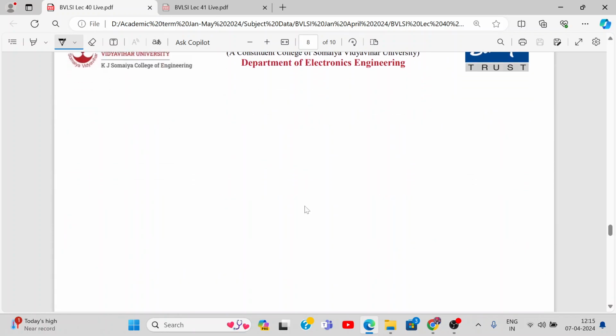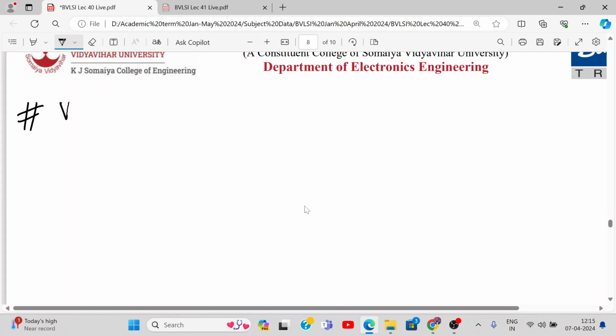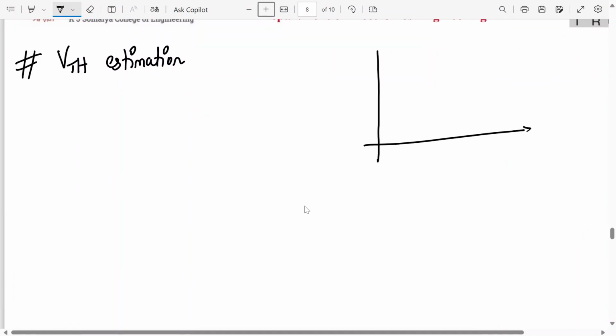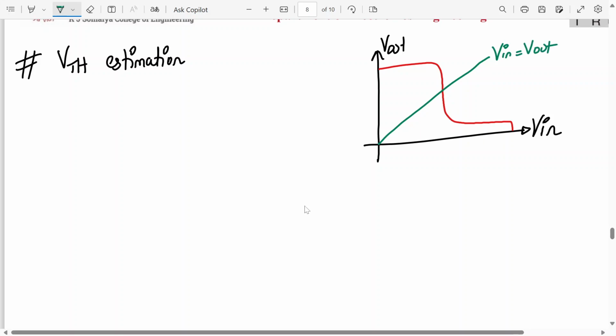Now we'll estimate VTH. So VTH estimation. Let me put it into full screen mode. For VTH estimation, let me draw the VTC curve to get a clear picture. This is Vin, this is V out, this is my VTC curve. Whenever we have a line passing through the origin, the line V out equal to Vin, the point where it intersects the curve is your VTH of the inverter.